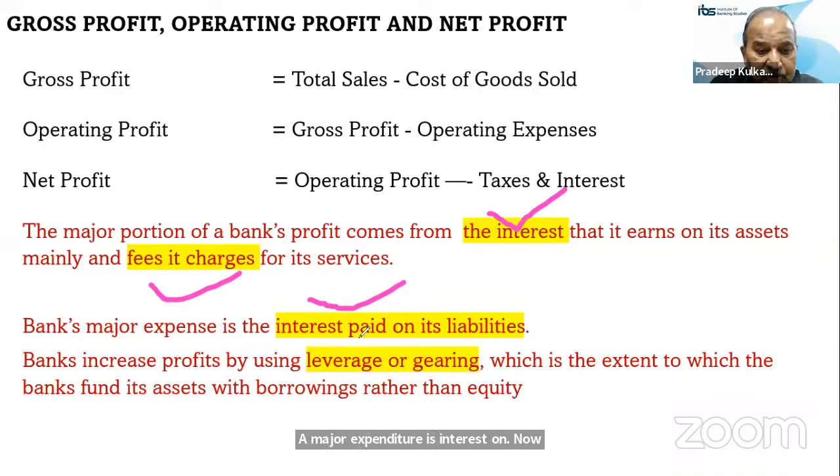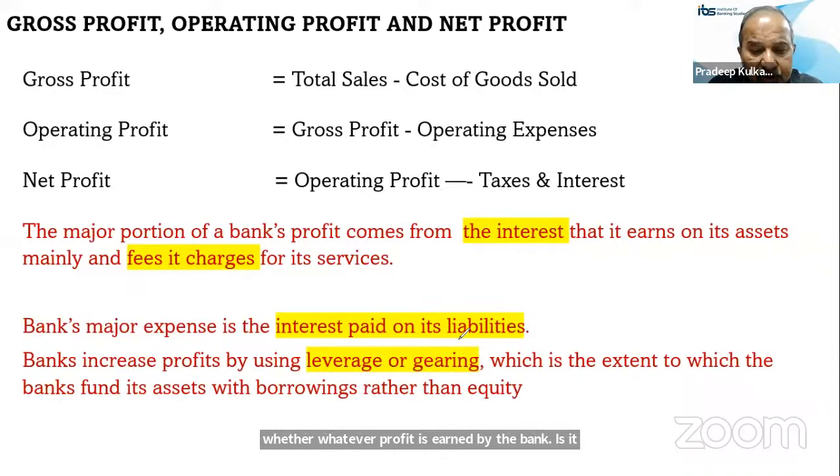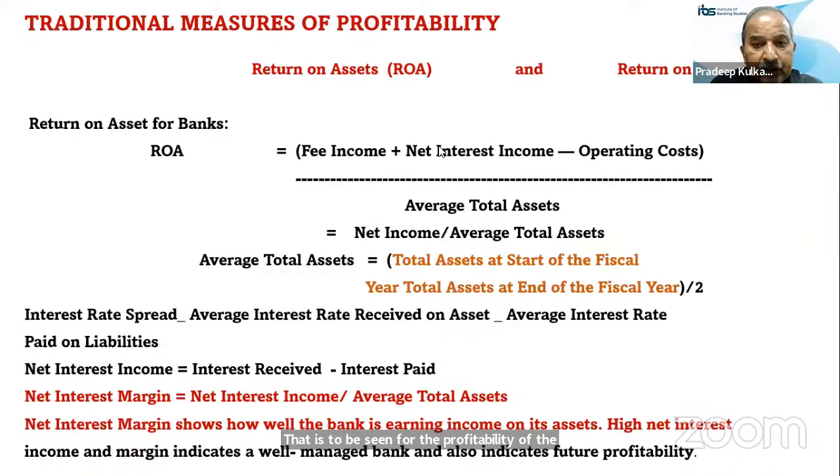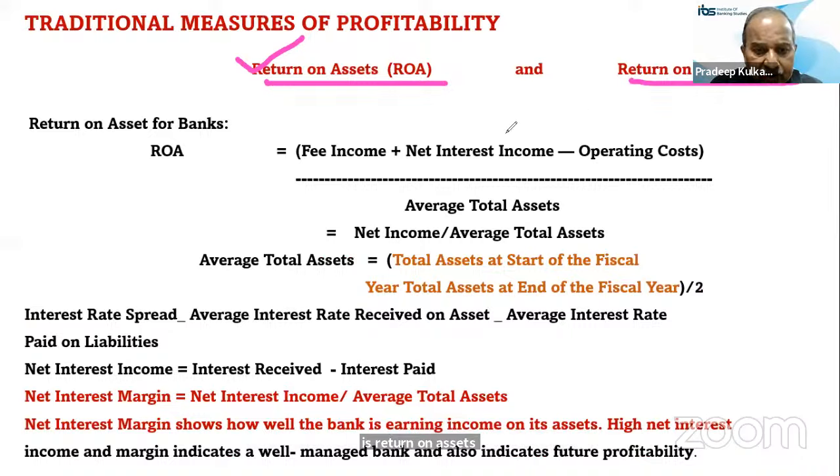Now, the question is whether whatever profit is earned by the bank is really in tune with the kind of business the bank is doing and the kind of assets the bank has got. Whether the income is in tune with that is to be seen for the profitability of the bank. Therefore, this formula is widely used: return on assets and return on equity.